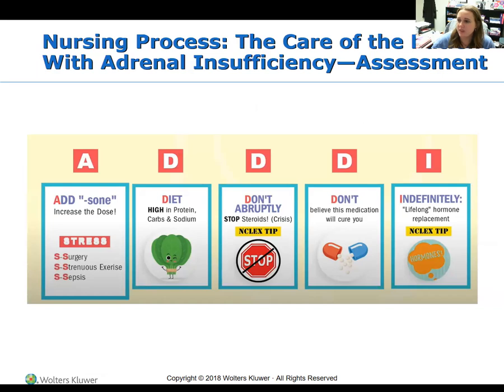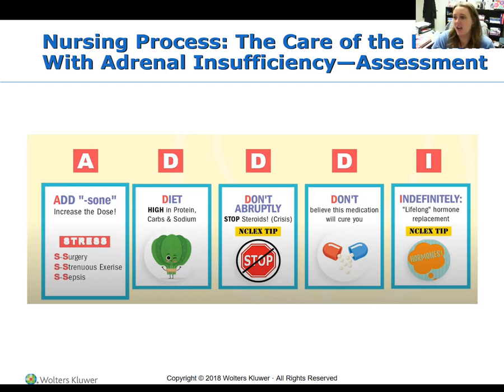So add steroids during time of stress. So any illness or stressor that is going to precipitate problems for these patients with Addison's disease. So if they have surgery, if they do even strenuous exercise, if they have an infection, we're always going to need to add additional steroids to the regimen because that increased stress is going to make the disease process worse for them.